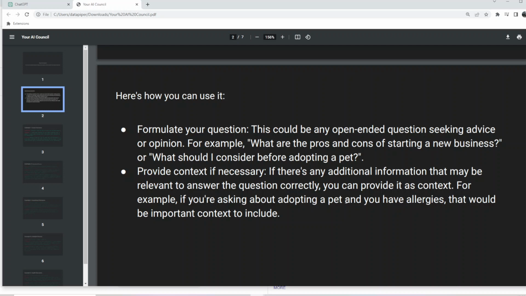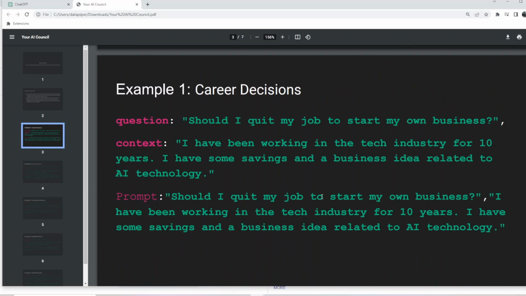So we'll look at 5 use cases here. First one is career decision. I think many of us go through this. Should I quit my job or start my own business? The context is I've been working in the tech industry for 10 years and I have some savings and a business idea related to AI technology. So this is my prompt where I have the question and the context.